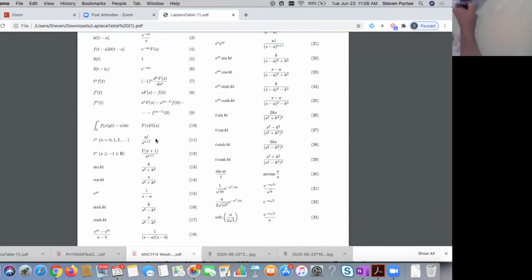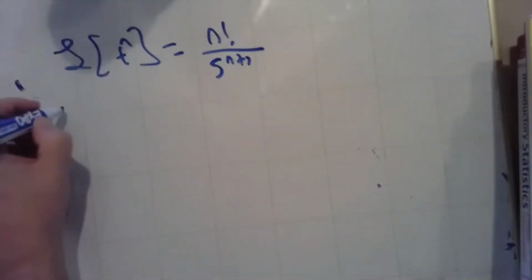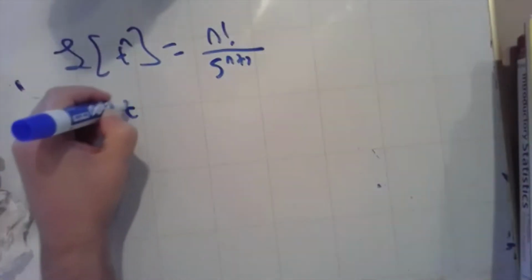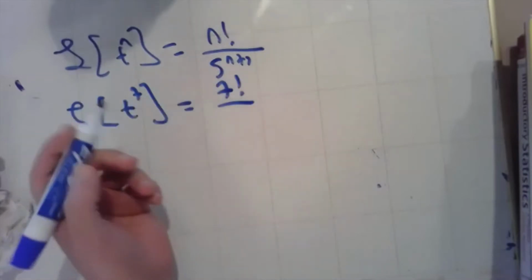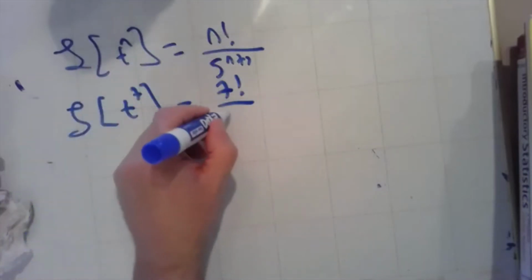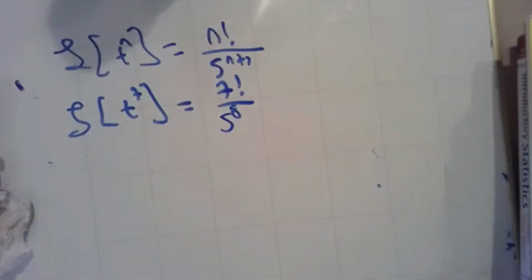So the Laplace transform of t to the n is n factorial over s to the next exponent, n plus 1. So, for example, the Laplace transform of t to the 7th would be 7 factorial, whatever that is, figure it out, over s to the 8th. That's pretty simple. What about going backwards?